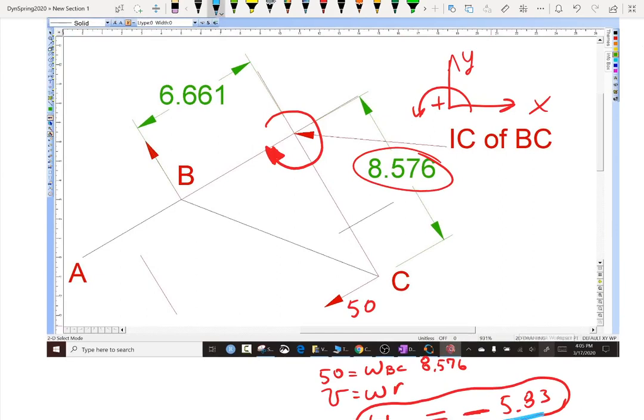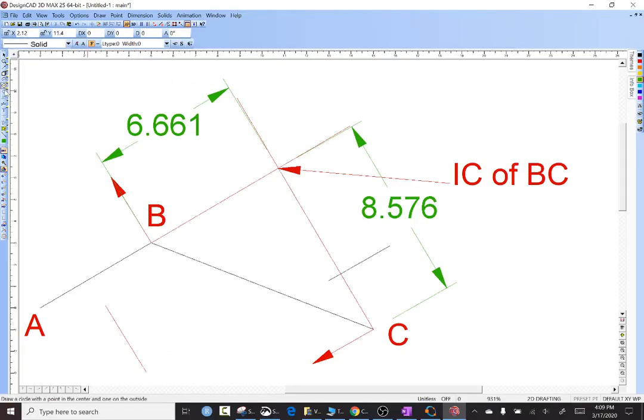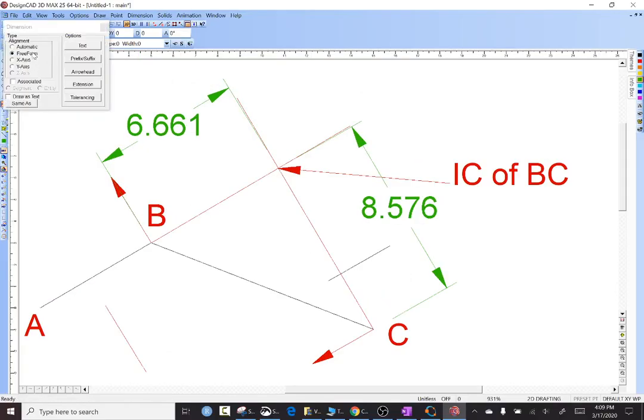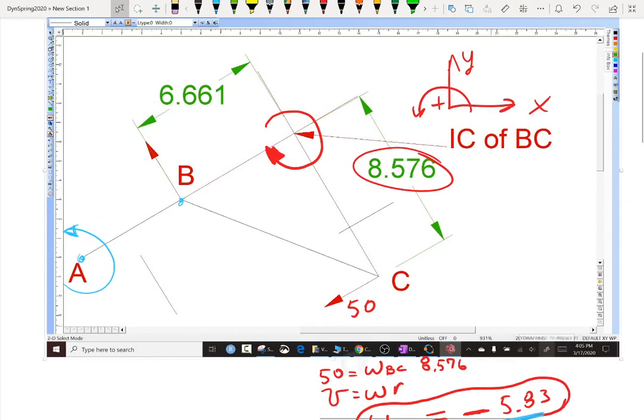It's going this direction, so then the question is, how far is it from here to here? Because now we're talking about this link having to rotate that way. I'm going to go back and get that from the drawing and put a dimension down there. Should have done that before. .831. So this dimension is 5.831 units.